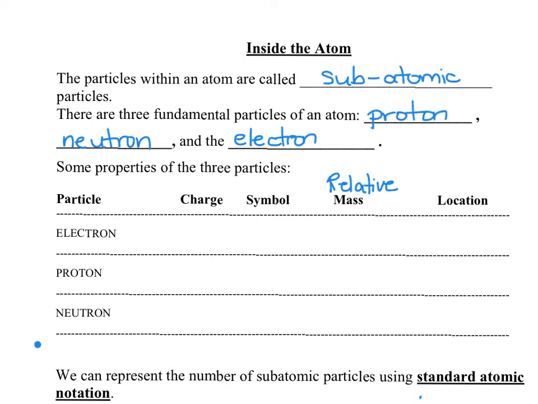So when I'm looking at the three subatomic particles, we're going to talk about the electron first. The charge on the electron, every electron has a negative charge, and the symbol for the electron is an E with a little negative sign. And the mass, the relative mass, is 1/2000. So it's super light and super small. And we find the electron in, just like you learned in the history of the atom, energy levels surrounding the nucleus.